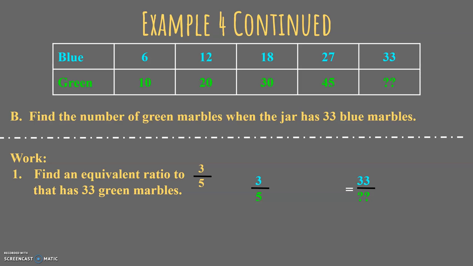How do we get from 3/5 to 33 over something? Well, how do we get from 3 to 33? We multiply it by 11. And what we do to the top, we've got to do to the bottom. So 5 times 11 is 55. If a jar will have 33 blue marbles, it will have 55 green marbles.